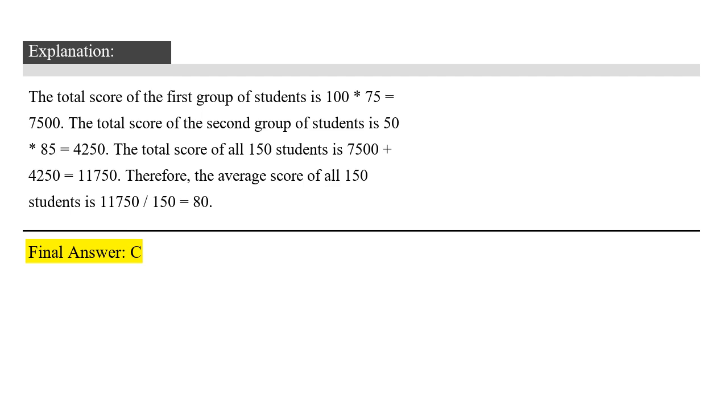The total score of the first group of students is 100 times 75 equals 7,500. The total score of the second group of students is 50 times 85 equals 4,250. The total score of all 150 students is 7,500 plus 4,250, which is equal to 11,750. Therefore, the average score of all 150 students is 11,750 divided by 150, which is equal to 80.